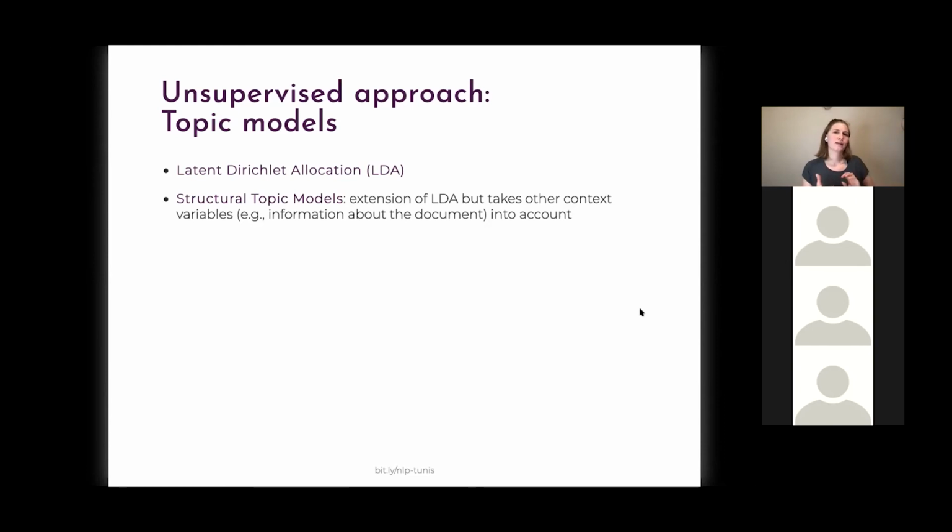So already assigning the country as meta information can help the topic model to get a better prediction of which topic the people are talking about. So this is actually the major extension the structural topic model has.